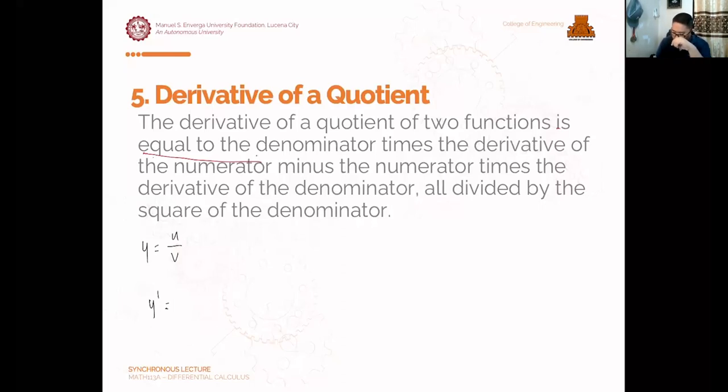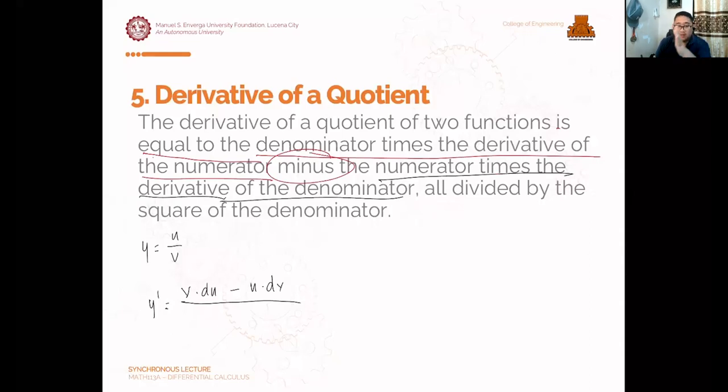Equals to the denominator times the derivative of the numerator. So, equal sa denominator natin is v times yung derivative daw ng numerator, minus, okay? Minus yung numerator times the derivative of the denominator. So, yung numerator natin is u times yung derivative daw ng denominator, all over or all of that term divided by the square of the denominator. So, ibig sabihin i-square mo yung denominator. Ibig sabihin ito yung formula para sa quotient.